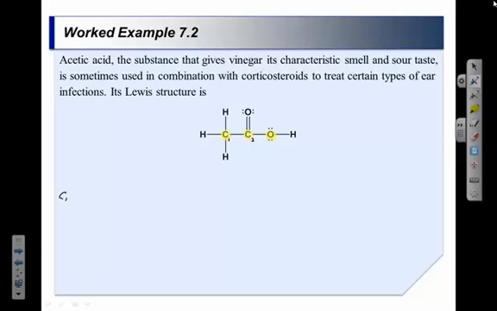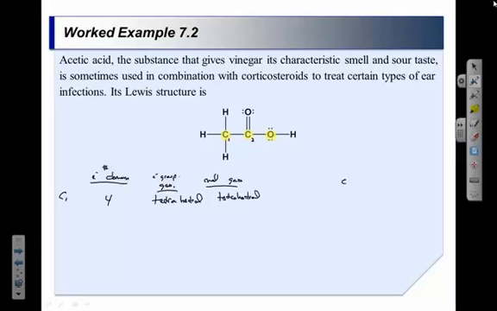has 4 electron domains. So I want to analyze the number of electron domains, the electron group geometry, and the molecular geometry. So the number of electron domains for carbon 1 is 4. That means its electron group geometry is tetrahedral. And since it has no lone pairs, the molecular geometry is also tetrahedral.